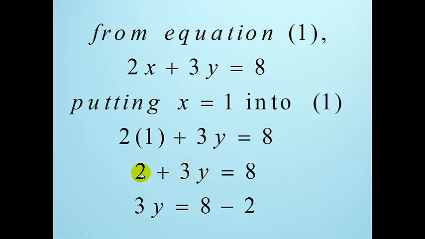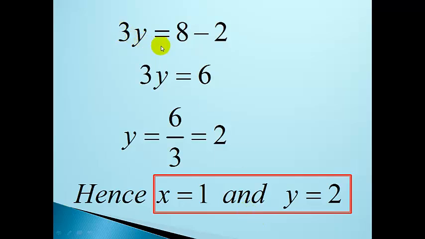So let's put the constant on the right hand side. So 2 becomes minus 2 on the right hand side. So we have 3y is equal to 8 minus 2. And 8 minus 2 equals 6. If 3y equals 8 minus 2, we know that when we subtract 2 from 8, the result is 6. So we have 3y is equal to 6.